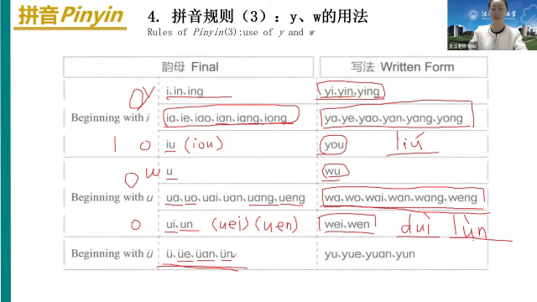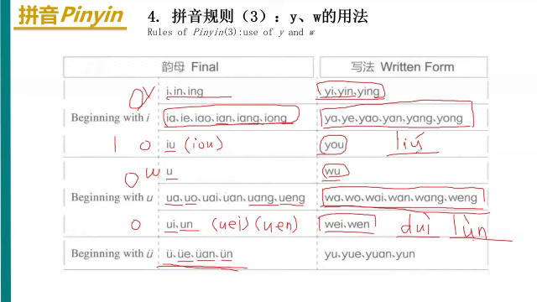The other students, please read by yourself. Yue, yuan, yun. Okay, good, very good.